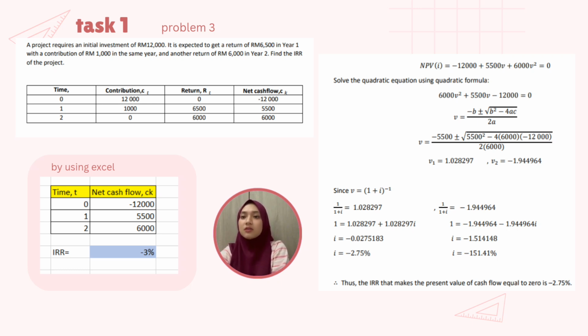I calculate i: for v1 I get negative 2.75%, while for v2 I get negative 151.41%. So the IRR that makes the present value of the cash flow equal to 0 is negative 2.75%. I choose the greater one, negative 2.75. When I compare negative 2.75 with the Excel answer and round off, it is the same answer, which is negative 3%. So that's all for problem 3.